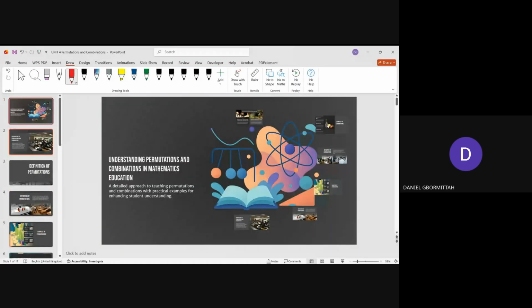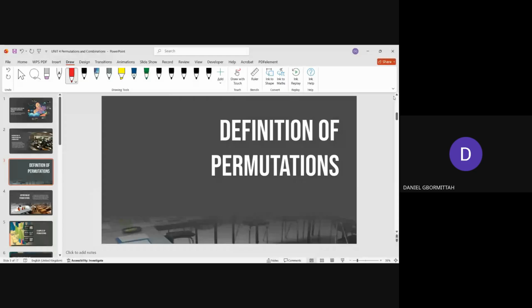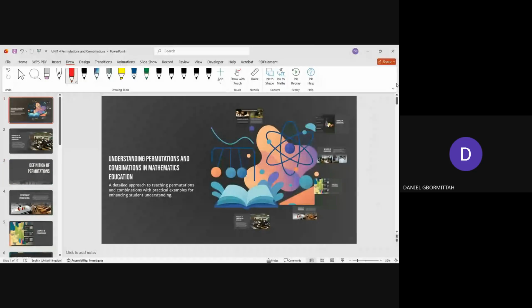Welcome to unit 4. Unit 4 is on counting systems, that is permutation and combination. These are also secondary school concepts that you already know.